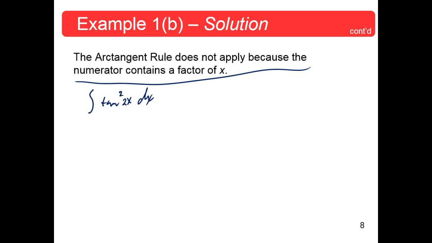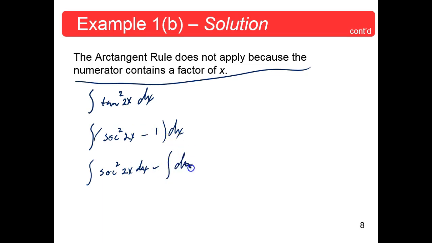Would the same substitution work here? Let's try it. I think so. Integral of secant squared 2x minus 1 dx. Okay? And that would be the integral of secant squared 2x dx minus the integral of dx. I can't write. Okay. Now, what's the antiderivative of that?